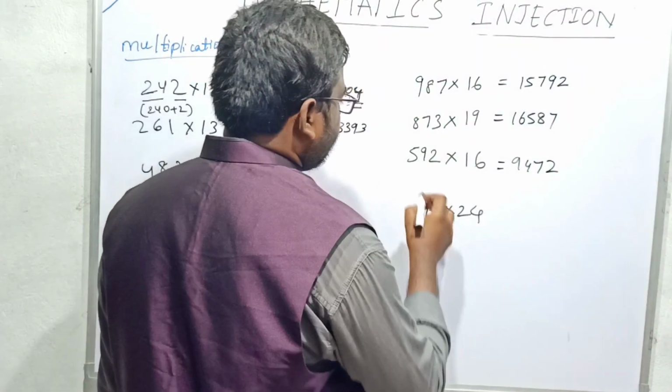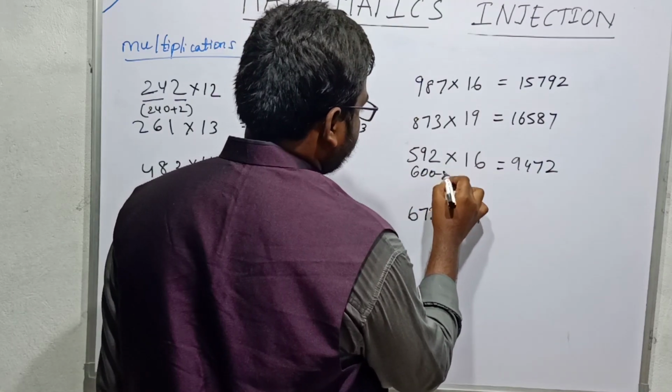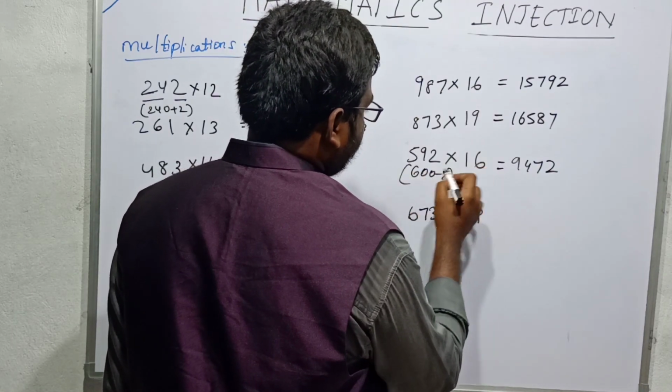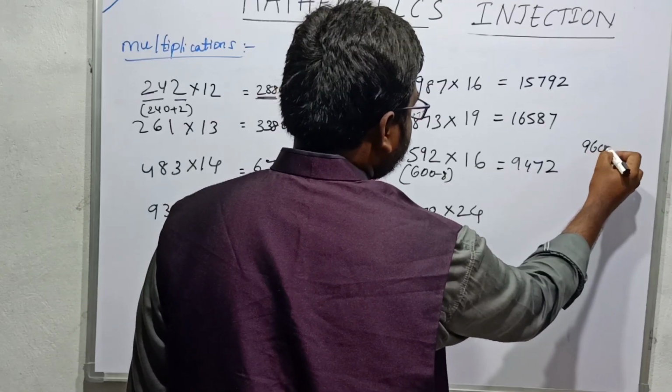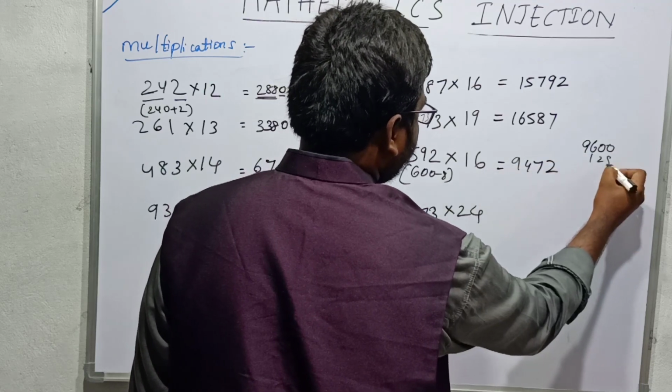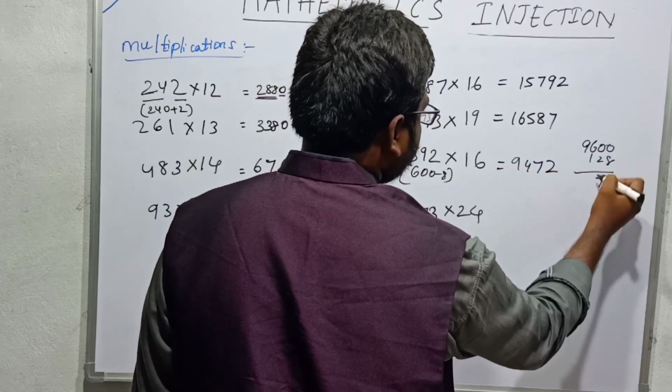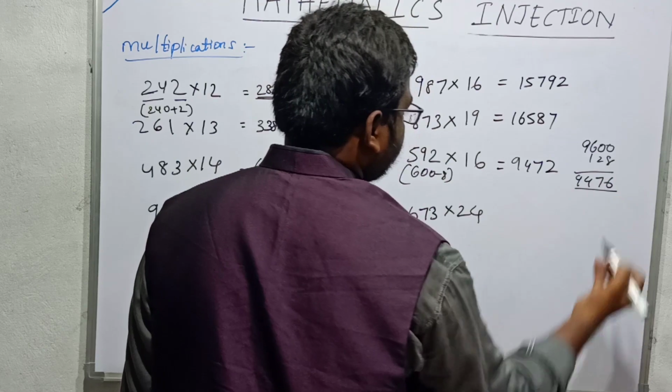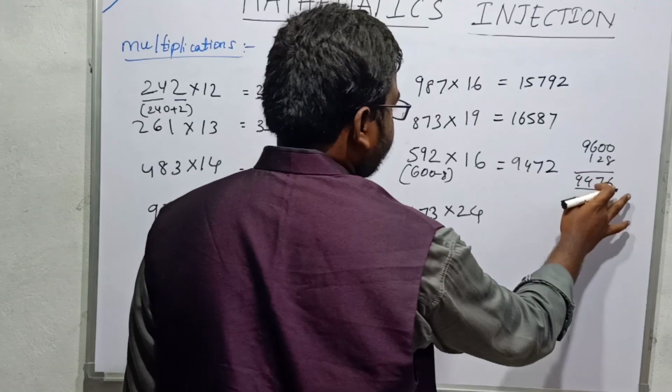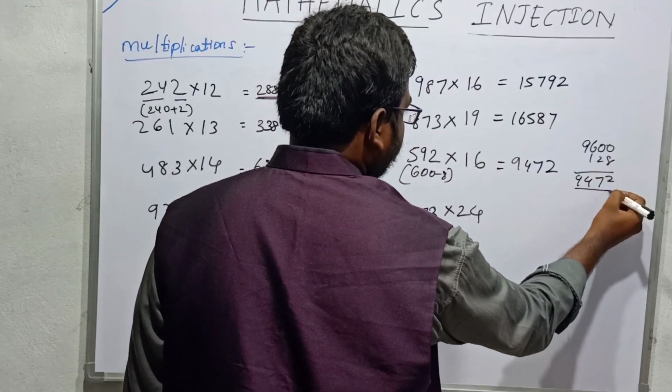And you can calculate like this also, 600 minus 8. 16 into 600 is 9600 and 16 into 8 is 128. 9600 minus 128 is 9472. I am sorry.